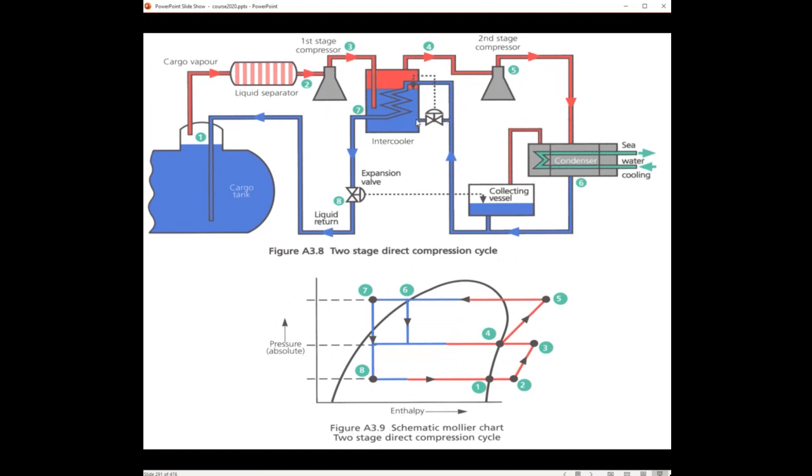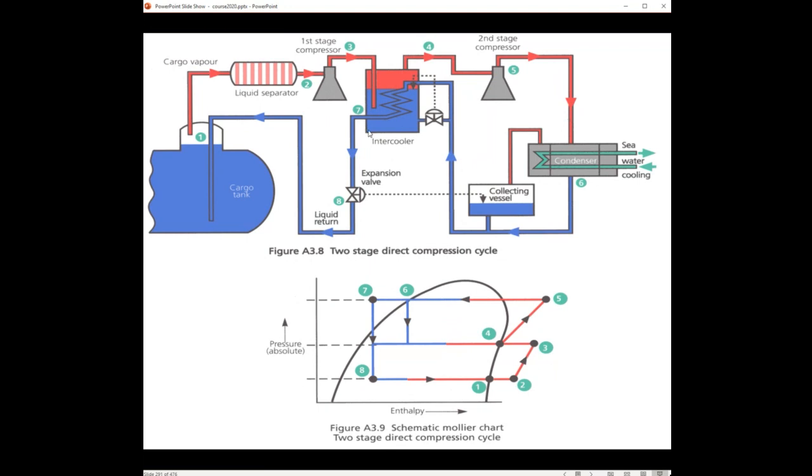Of course, this is only a partial expansion. This is not an expansion to the pressure of the cargo tank, but an expansion to the pressure of the discharge of the first compressor. If we go to the Mollier diagram, we see here the first compression, and this is the intercooling at a pressure which is above the tank pressure, but which is lower than the second discharge pressure, of course.